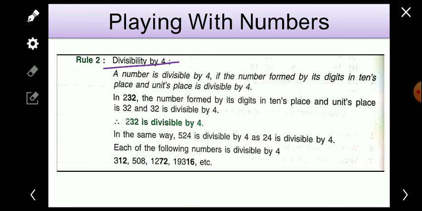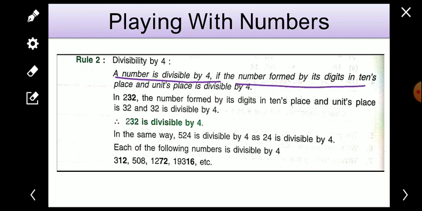Now what is the rule for divisibility by 4? A number is divisible by 4 if the number formed by its digits in the tens and ones places is divisible by 4. Whenever a number is given, we focus on the last two digits, the ones place and the tens place, and the number formed by those digits. Suppose the number is 232; the number formed by the last two digits, the tens digit and unit digit, is 32.